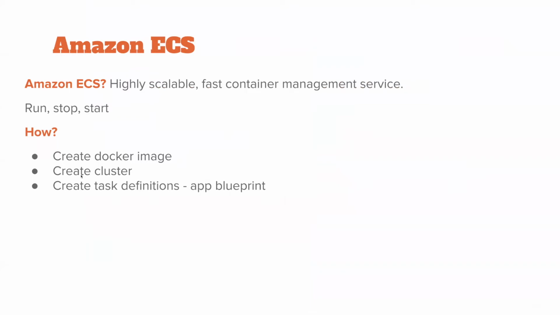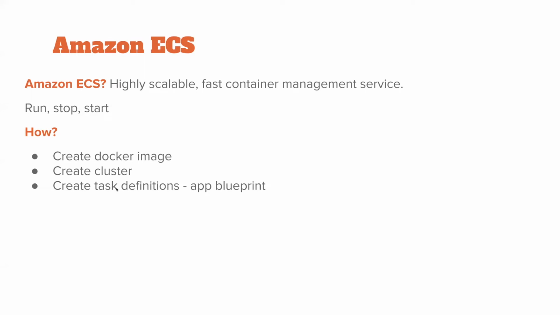And then obviously you have to create a cluster. We'll see some images that will help you understand that a cluster is essentially a group of EC2 instances. The only difference is those instances have what we call a container agent running on them, and those agents are what deploy your images for you. So if you took an EC2, installed Docker on it, you're pretty much creating an ECS, if you will.